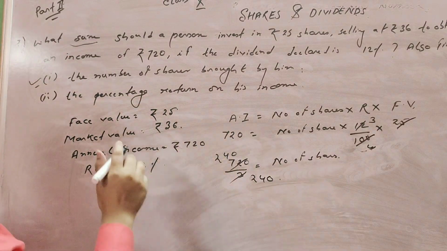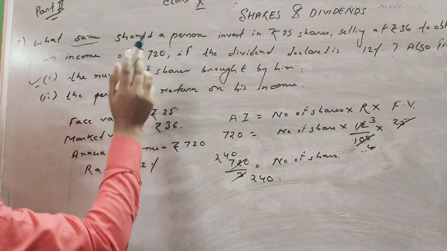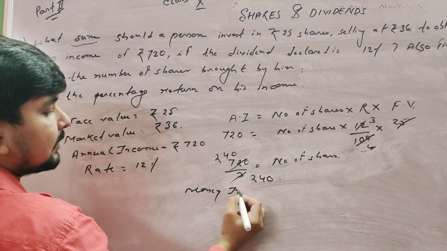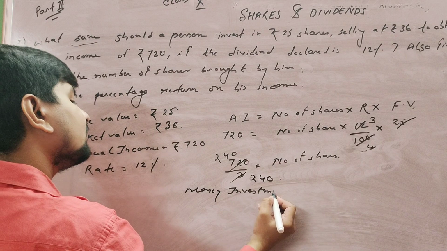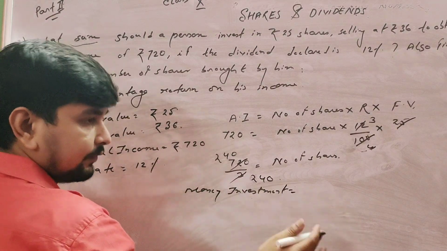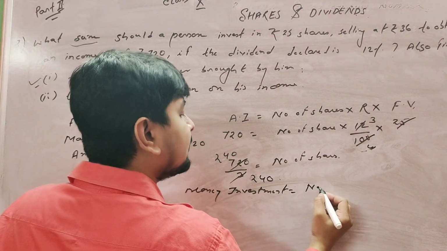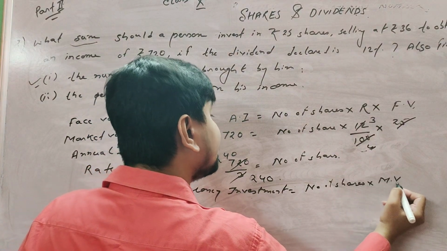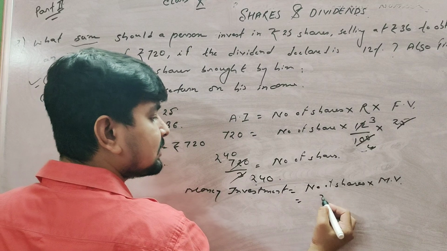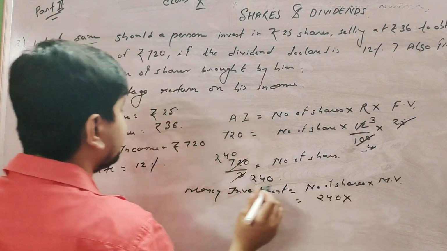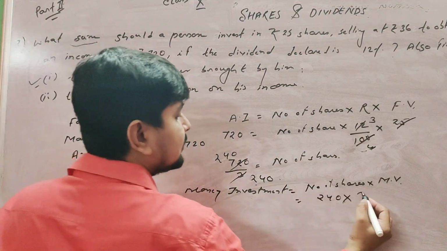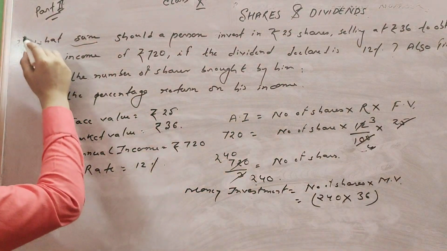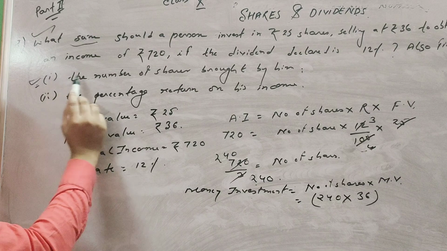Done, 240. What sum should a person invest? So the first answer is money investment. The money investment formula, we know, is number of shares into market value. The number of shares is 240 and the market value is 36. So this is your money investment. This one done, number of shares done.